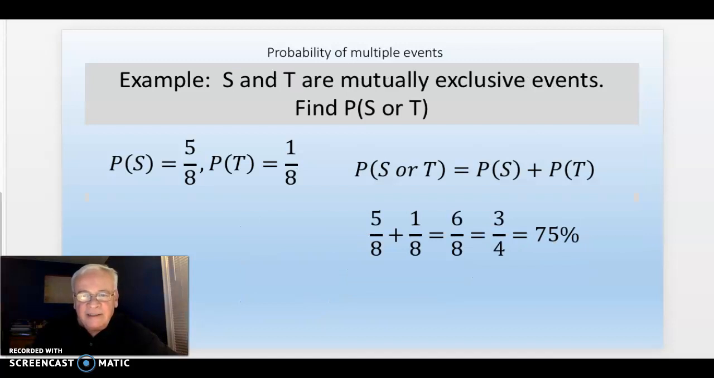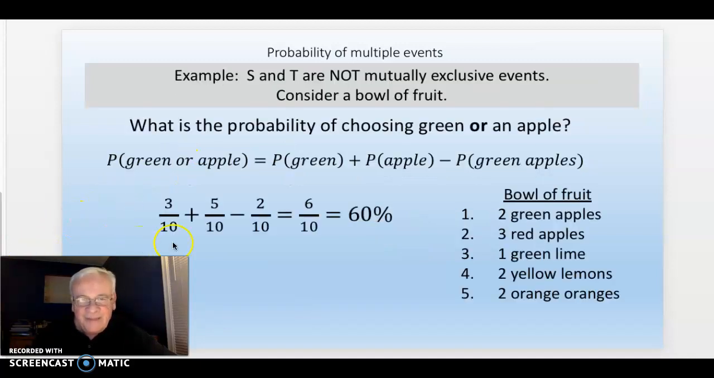All right, let's say S and T are mutually exclusive events. Find the probability that either one of them happens, one or the other. Just take the two probabilities and add them up. 5/8 plus 1/8, that's 6/8, okay? 75%. Make sure, y'all, when you're adding fractions, you need a common denominator. All right, don't forget that.